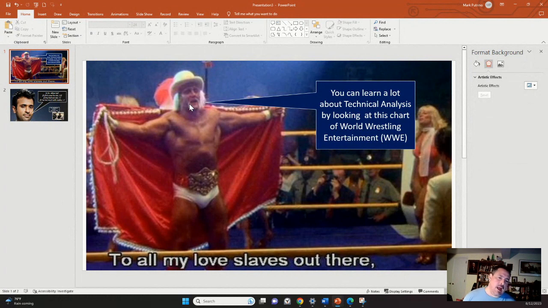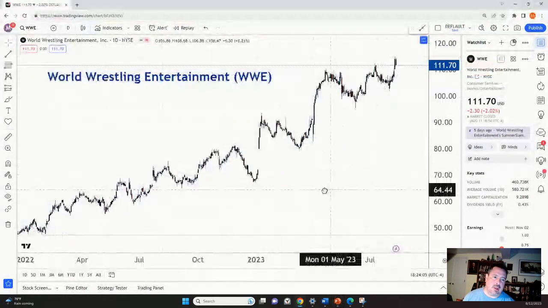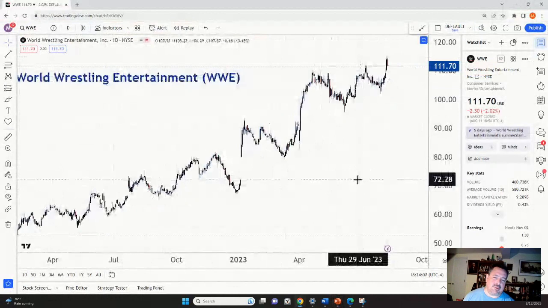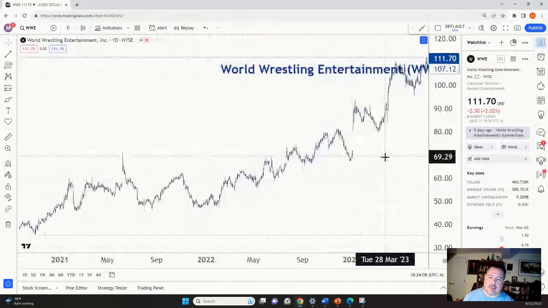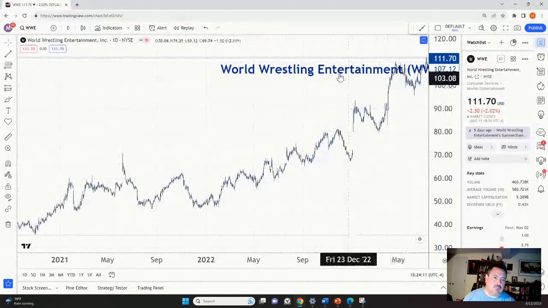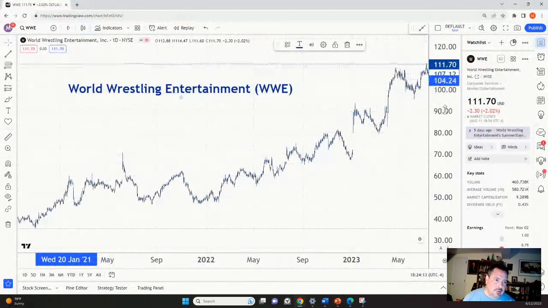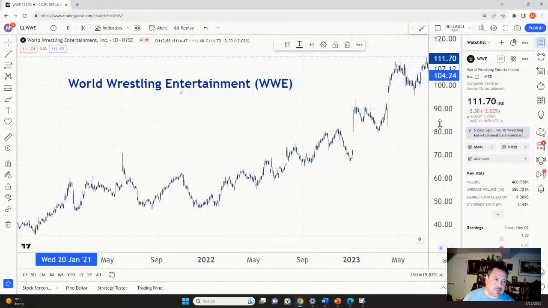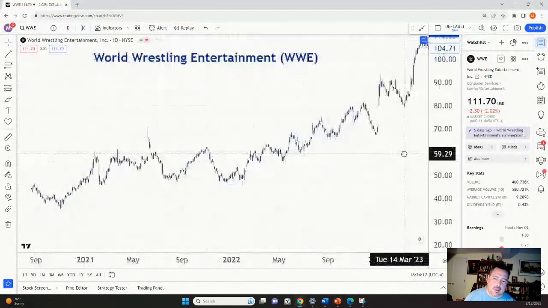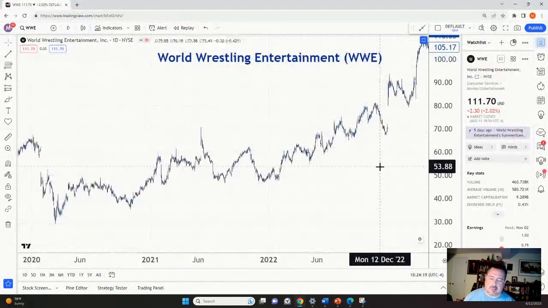But anyway, it kind of inspired me to take a look at the chart of World Wrestling Entertainment, WWE. I really haven't looked at this much, but I figured we'll do kind of an improvisational technical analysis lesson. Now, in the real world of trading, the institutional world where I was for longer than I care to admit, more than 2 decades, it makes me feel old.